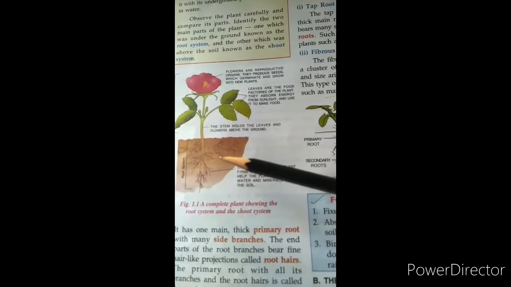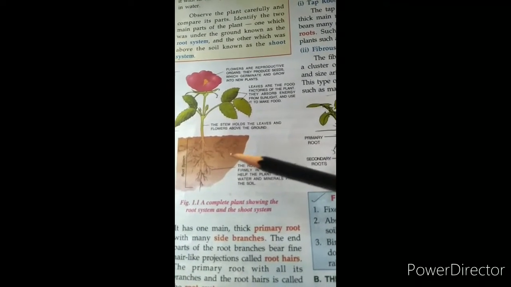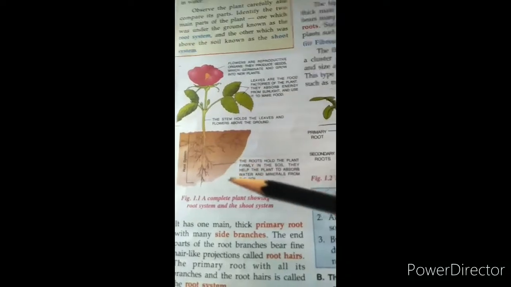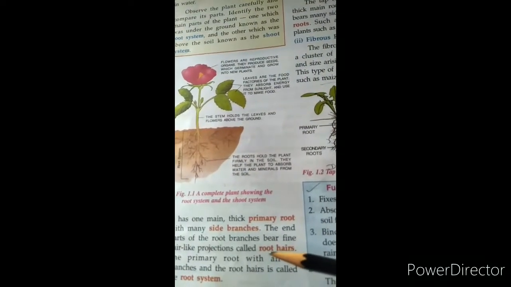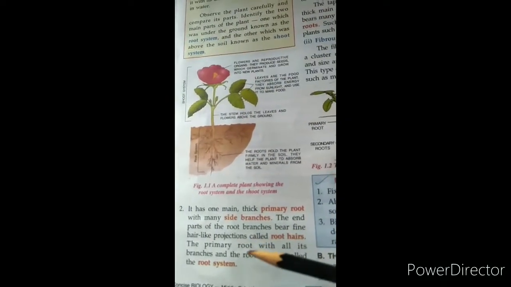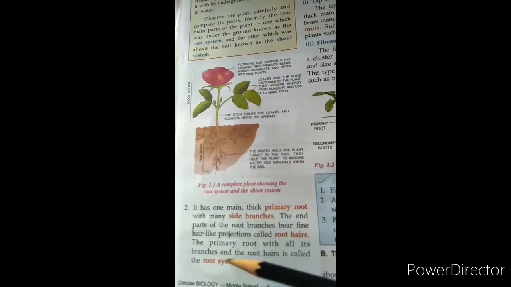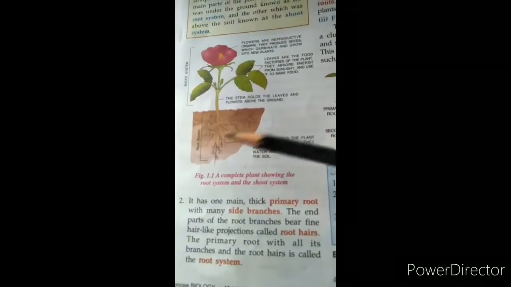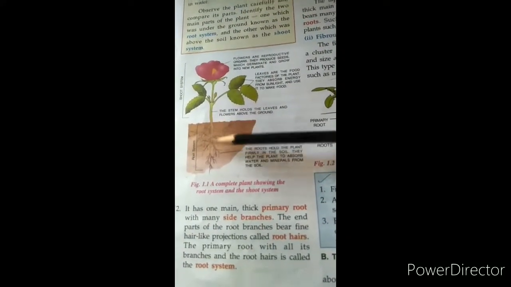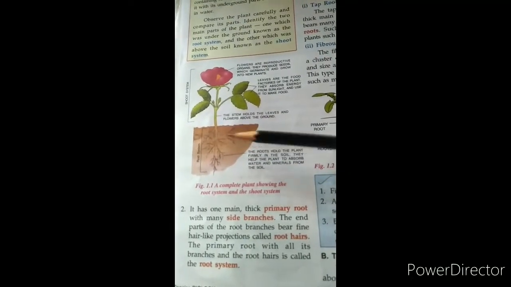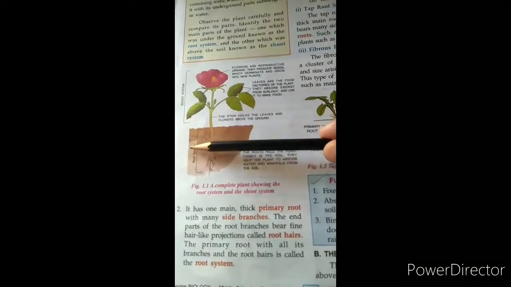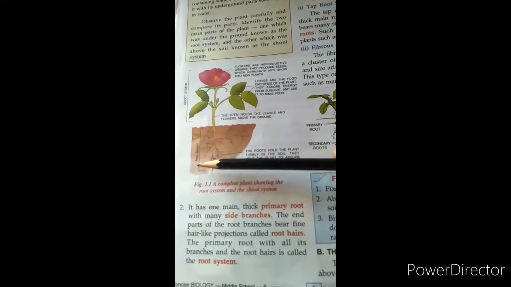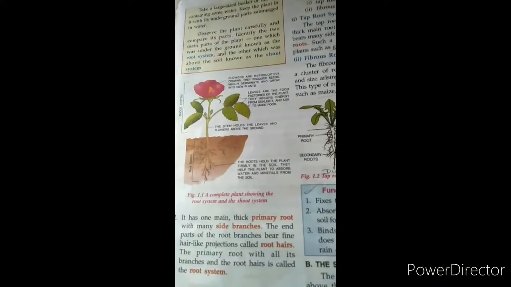And further, these branches again branch into very thin hair-like structures which we call root hair. The primary root with all its branches and the root hair are called the root system. So this entire primary root with its branches and the root hair, this entire part of the plant is known as the root system. I hope it is clear.